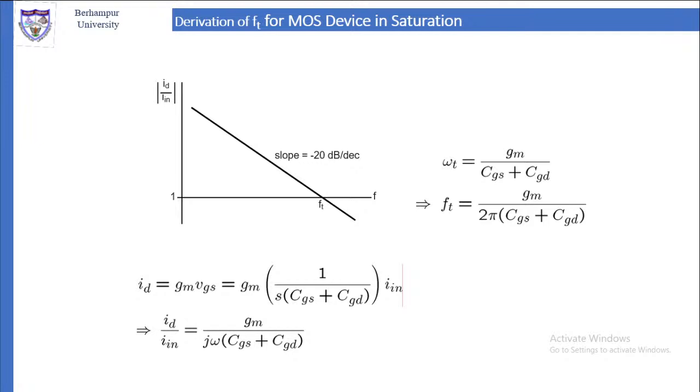Now let us solve this. The absolute value of GM by J omega t into CGS plus CGD is equal to 1, from which you get omega t is equal to GM by CGS plus CGD. Now from that you get Ft is equal to GM by 2 pi into CGS plus CGD. So this is the derivation or expression for Ft, how to find out Ft.